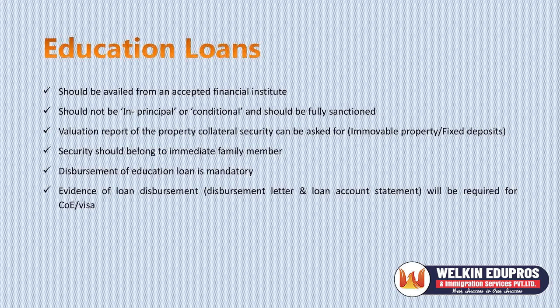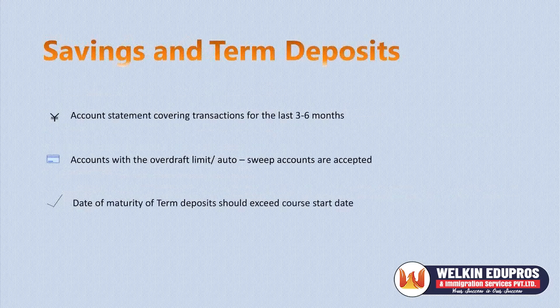It can be asked for immovable property or fixed deposits. This should be on the name of the immediate family members. It should not be anything as such that property is of someone else and you had taken the education loan on that property. Evidence of loan disbursement, disbursement letter and loan account statement will be required for COE and visa. Okay, I guess everything is clear.